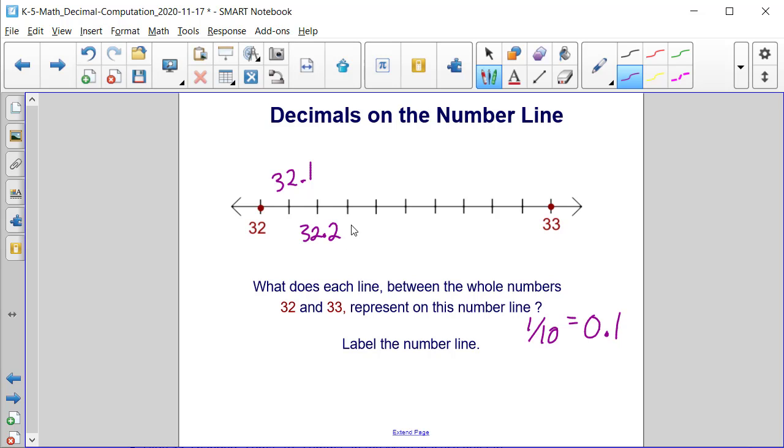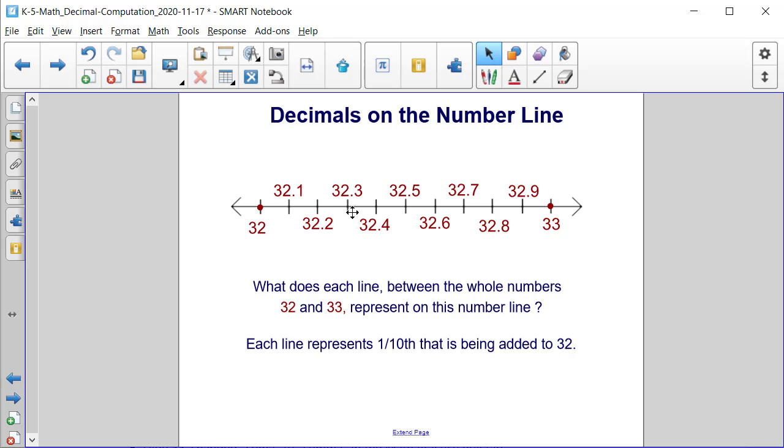and 2/10. Then we would have 32 and 3/10, 32 and 4/10, 32 and 5/10, which is equal to 32.5, 32 and 6/10, 32 and 7/10, 32 and 8/10, and the last one would be 32 and 9/10.